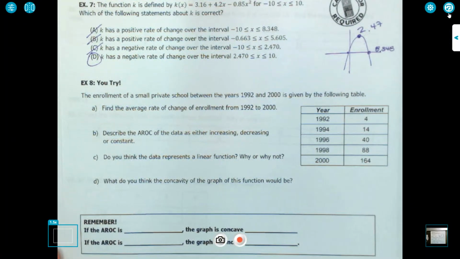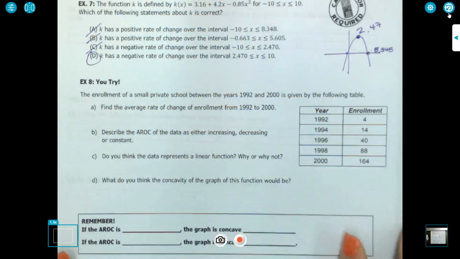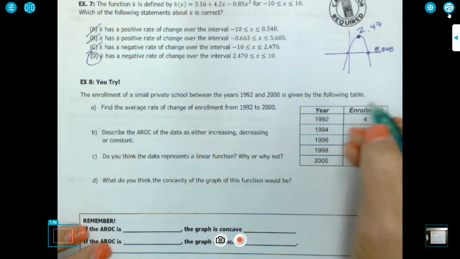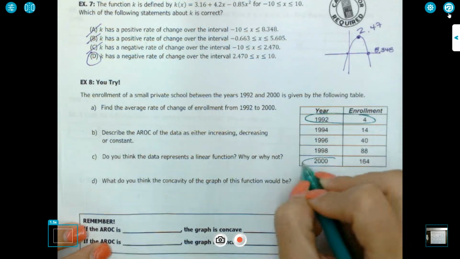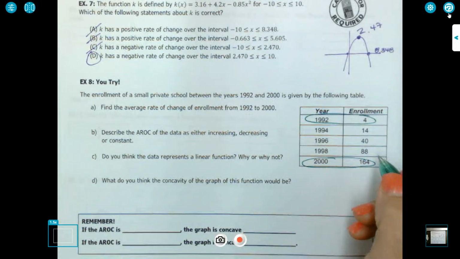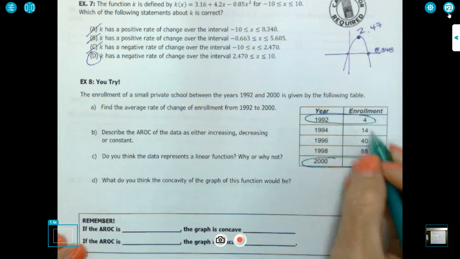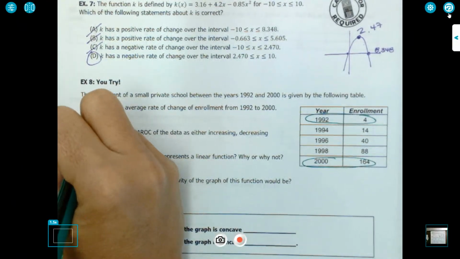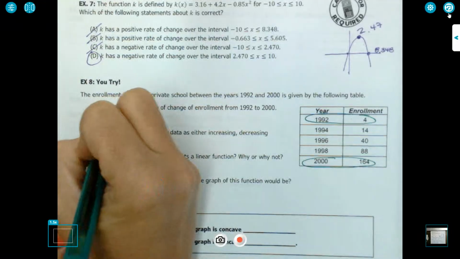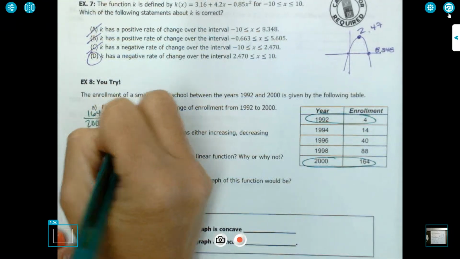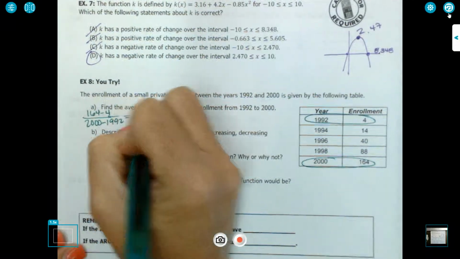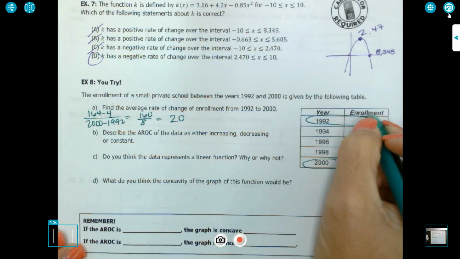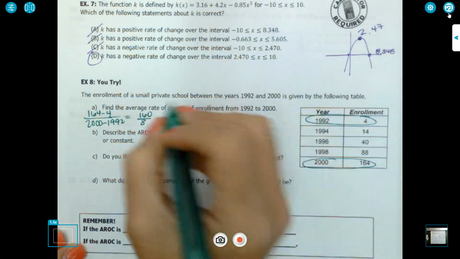All right, so we're going to look at example number 8. The enrollment of a small private school between 92 and 2000 is given by the following table. Find the average rate of change from 92 to 2000. So we only care about those two values. If I want to calculate that, it's going to be 164 minus 4 over 2000 minus 1992. That's going to give me 160 over 8, which is roughly 20 students per year.